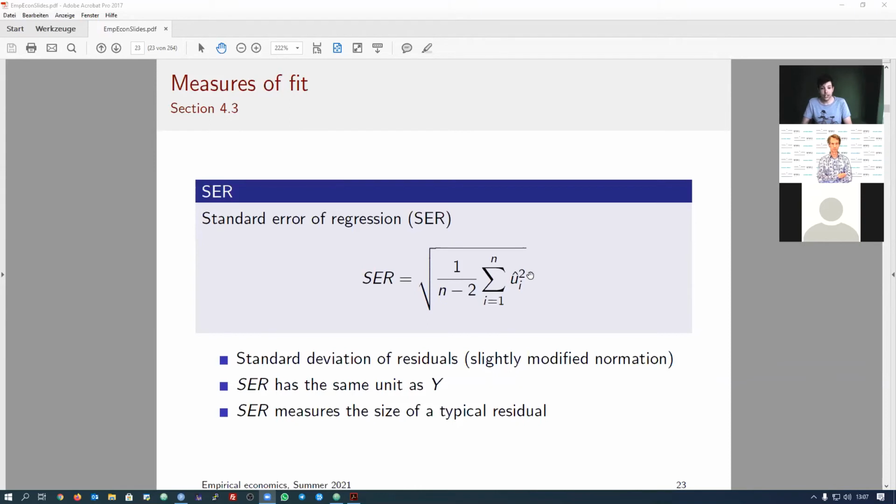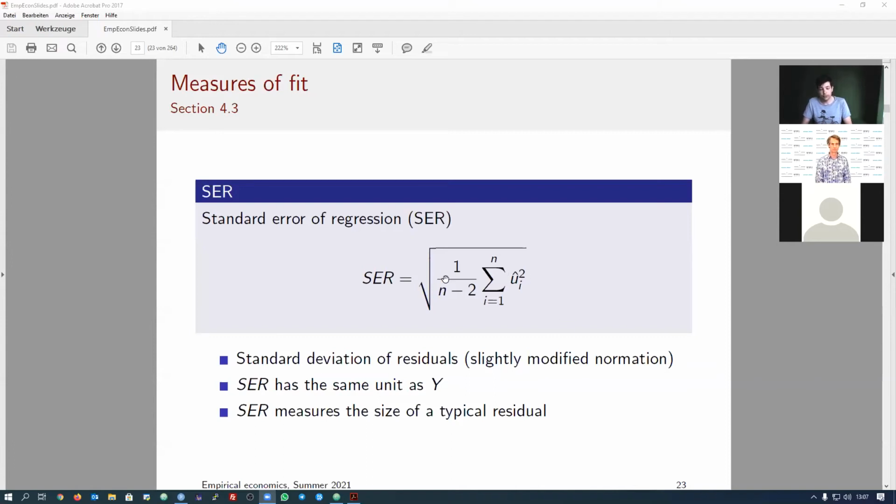Then, of course, the standard error has the same unit as y. So if y is the test score and the test score is measured in points, then the standard error of regression is also measured in points. So if I have a standard error of 10, then this is for us an estimate of the standard deviation of our error, and says that a typical error or a typical residual is around 10.